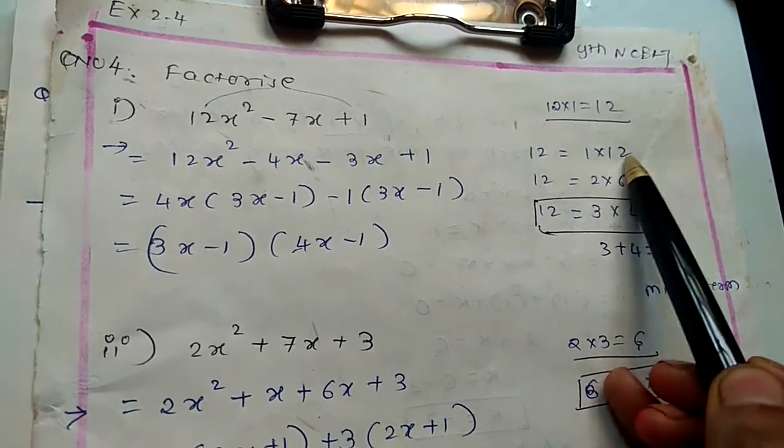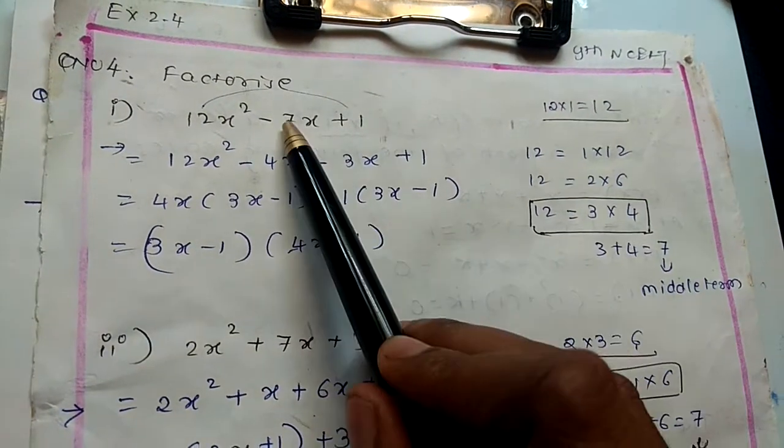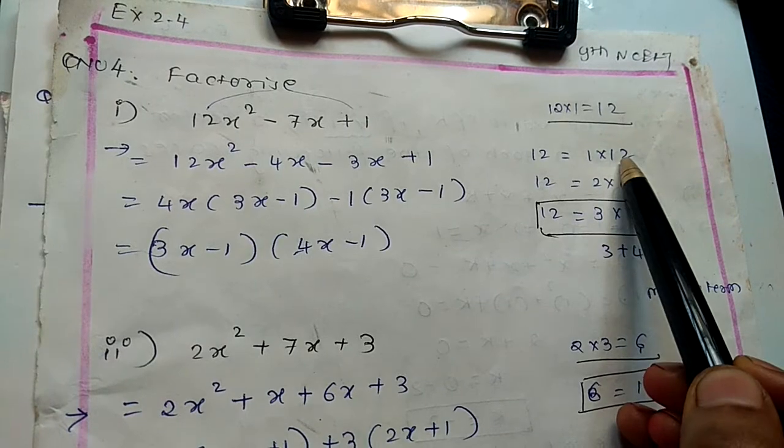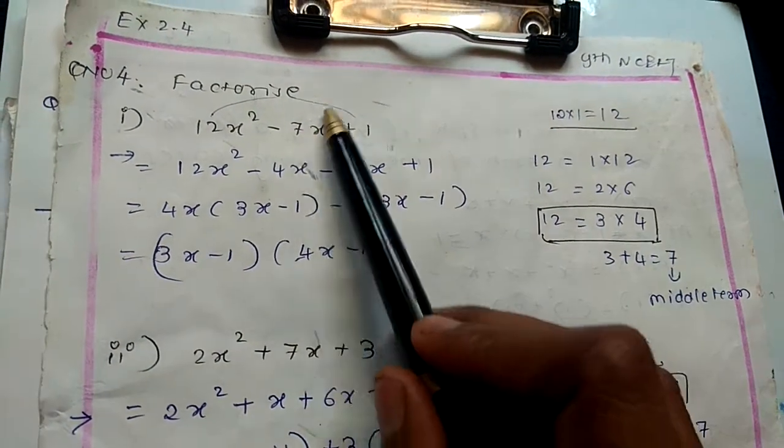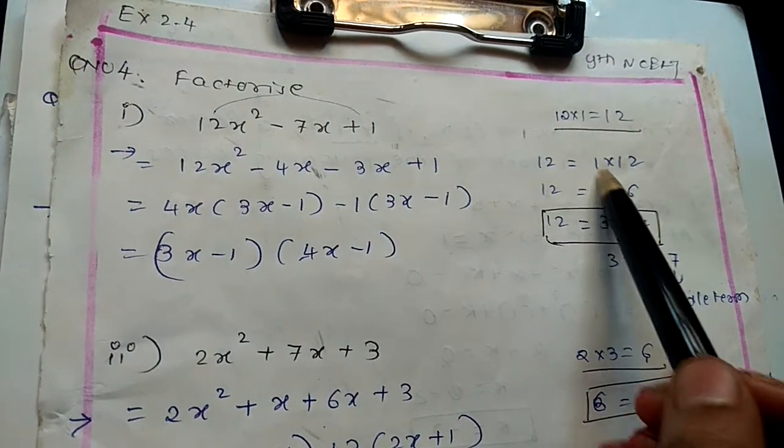So by adding or subtracting these two factors, what should you get? 7x. So 12 minus 1 is 11, and if you add, it is 13, so it is not matching with 7x. So go for the next factor.